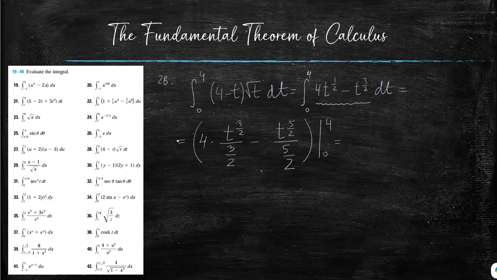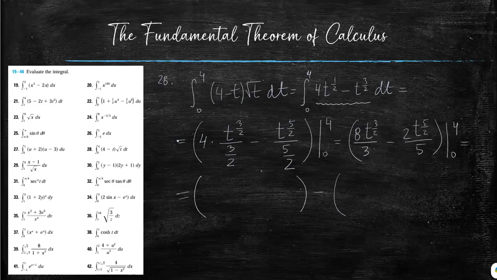Before we evaluate it, let's simplify it. So we have 8t to the power 3/2 over 3 minus 2t to the power 5/2 over 5. Evaluate it from 0 to 4 and plug in 4. When you're doing this, I recommend drawing two sets of parentheses and slowly plugging in the upper limit first and then the lower limit next, so you don't lose anything.